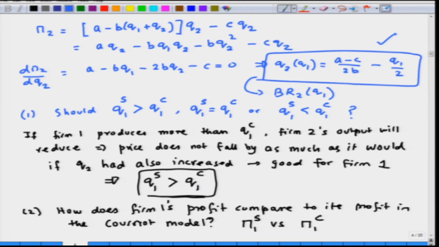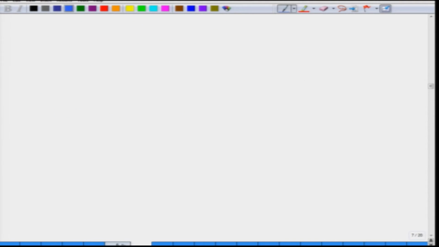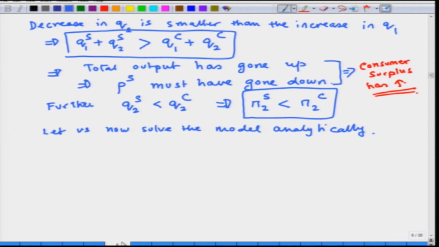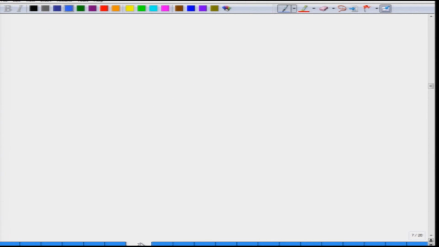So, we write down the profit function for firm 2 and we can figure out what the best response function for firm 2 is. Okay. So, let us use a new page. So, the best response function for firm 2, Q2 as a function of Q1, is (A minus C) divided by 2B minus Q1 by 2.